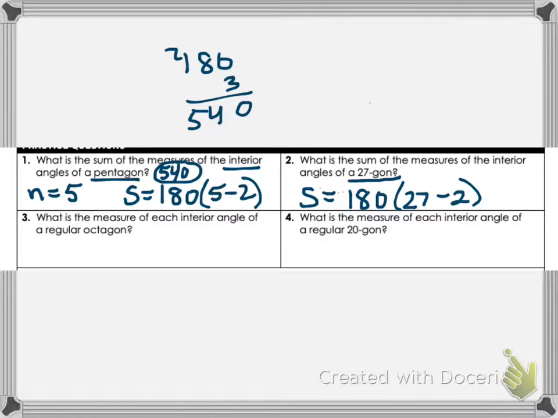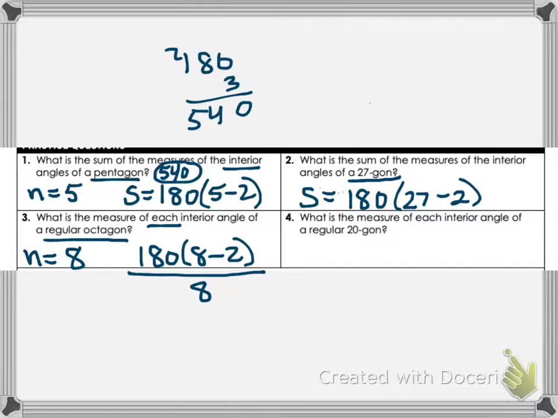Number 3, what's the measure of each interior angle of a regular octagon? So the number of sides is 8. So we're going to find the sum of the interior angles, and then we divide by how many interior angles there are. And then you would calculate that. So it'd be 180 times 6 divided by 8.